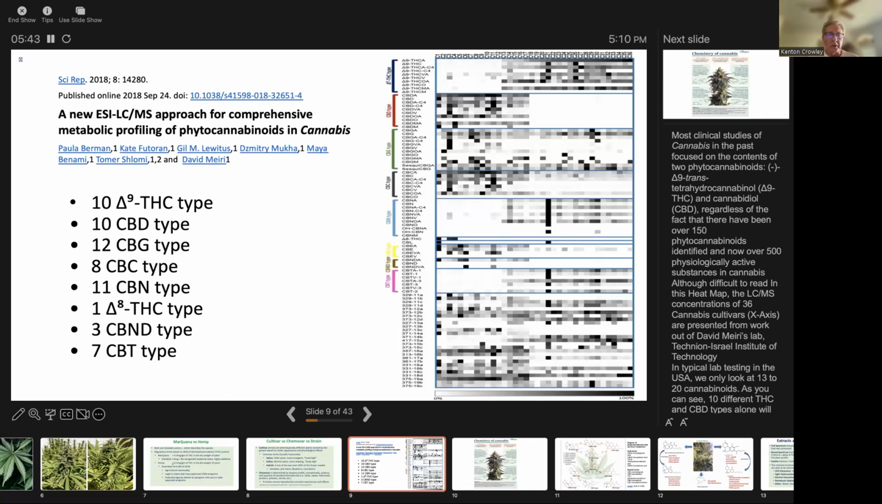Probably next year we'll have a bunch more available, but the challenge is you've got 10 different types of THC, 10 different types of CBD, and so on. All of these phytocannabinoids are active. They have some physiologic effect, and in certain combinations can really generate a beneficial or not so beneficial outcome in any individual.